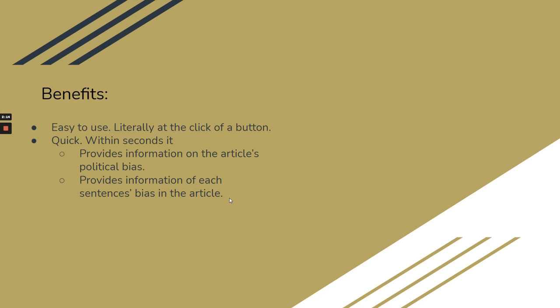So what are the benefits? It's easy to use. Literally at the click of a button, you can find all of this information. And it's also very quick, where within seconds of clicking it, it provides information on the article's political bias, and it provides information on each sentence's bias in the article.